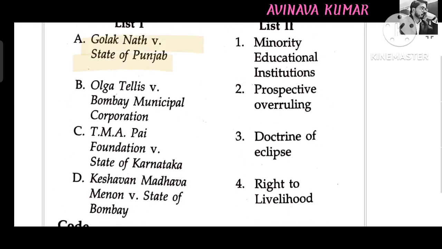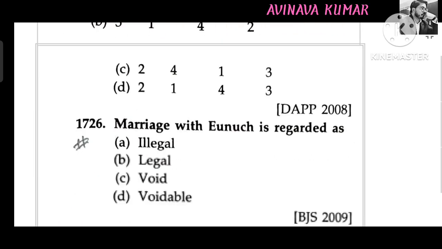Golaknath versus State of Punjab: prospective overruling. Olga Tellis versus Bombay Municipal Corporation: right of livelihood. TMA Pai Foundation versus State of Karnataka: minority educational institutions. Keshav Madhav Menon versus State of Bombay: doctrine of eclipse.